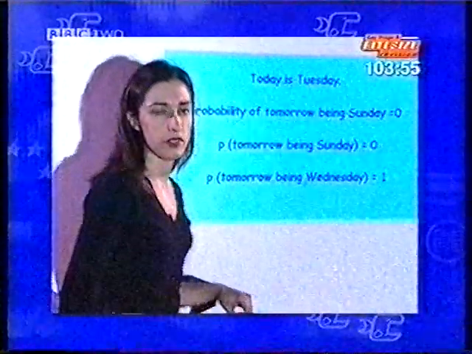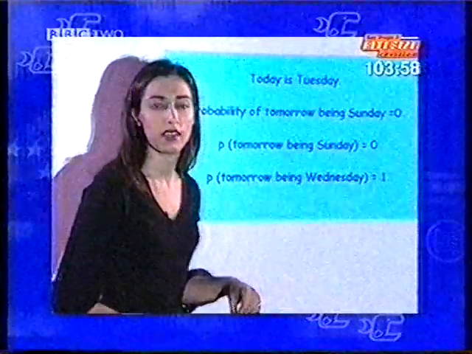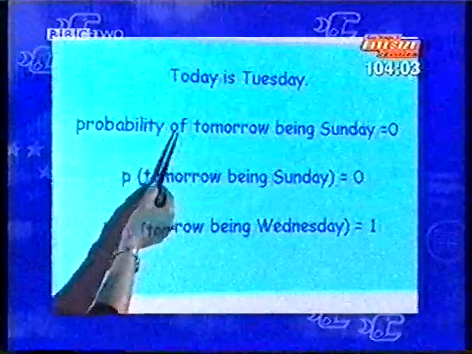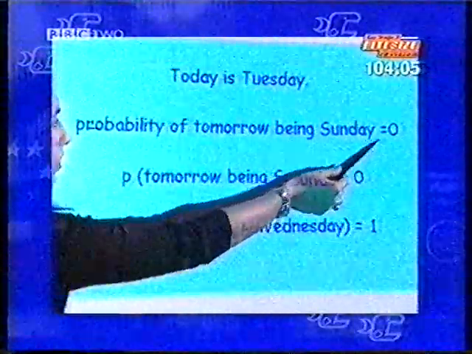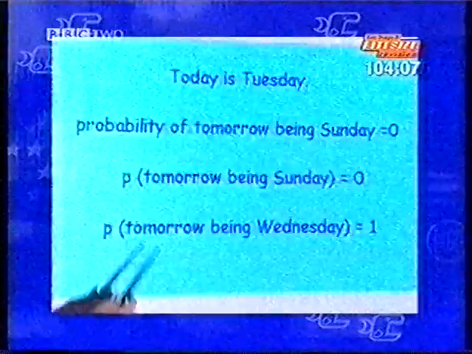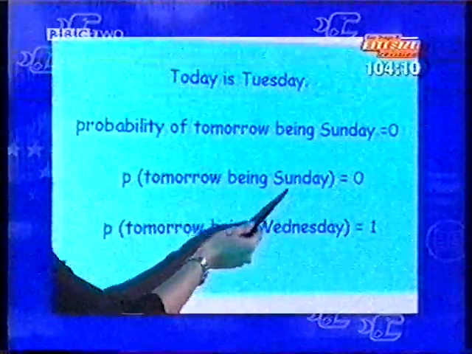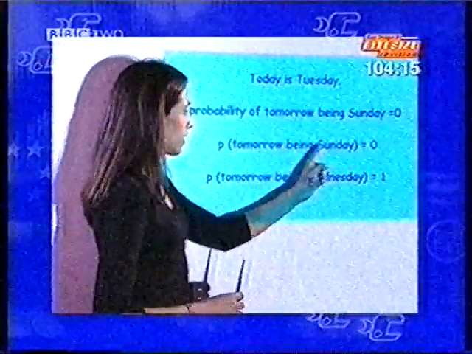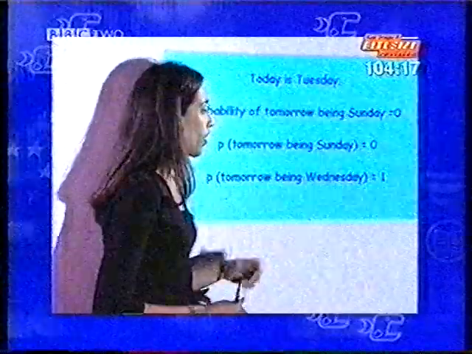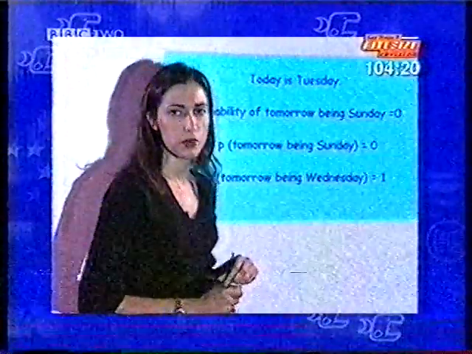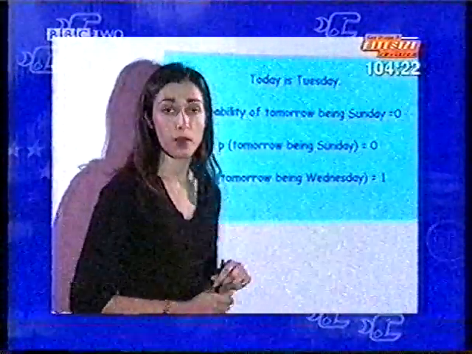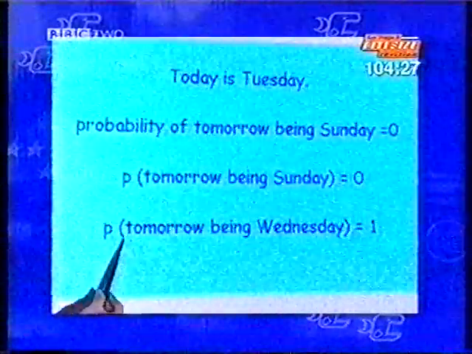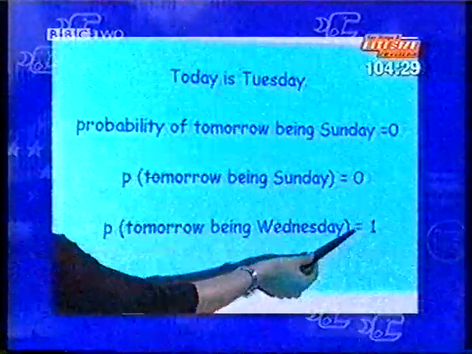Today is Tuesday, so what's the probability of tomorrow being Sunday? Well, we know that Sunday never follows Tuesday, so the probability is 0. The probability of tomorrow being Sunday equals 0. We write that as P(tomorrow being Sunday) = 0. P, the event in brackets, equals 0. On the other hand, what's the probability of tomorrow being Wednesday? That's 1, because Wednesday always follows Tuesday. So we'd write that as P(tomorrow being Wednesday) = 1.